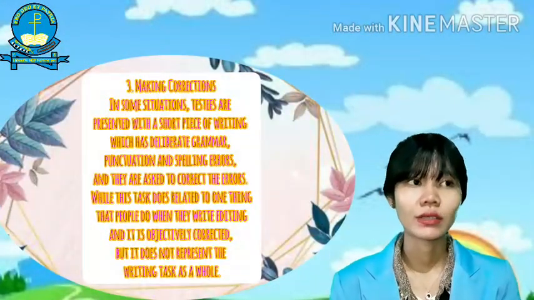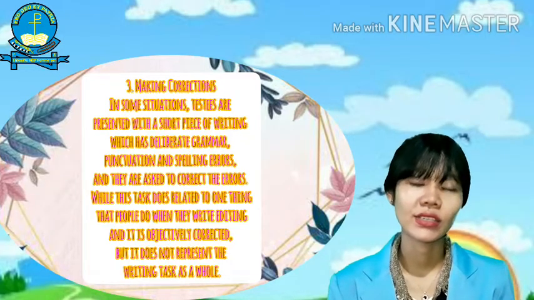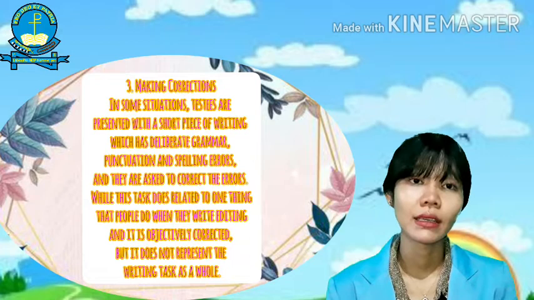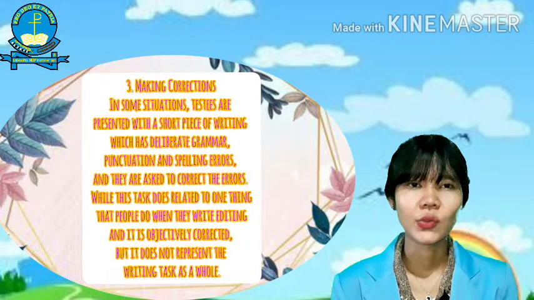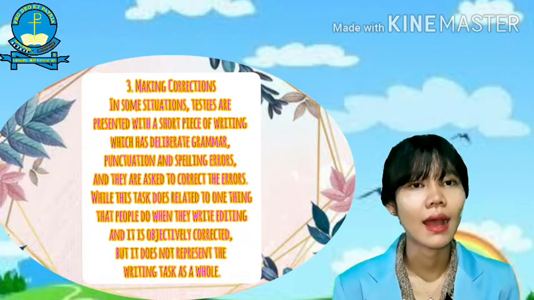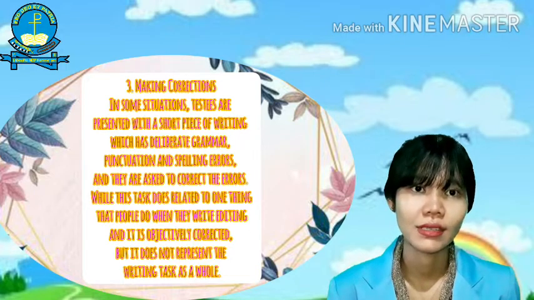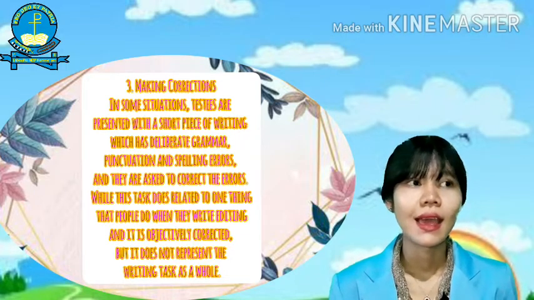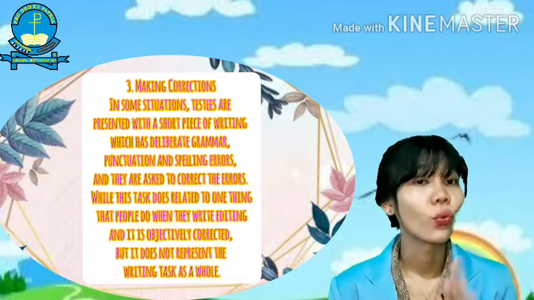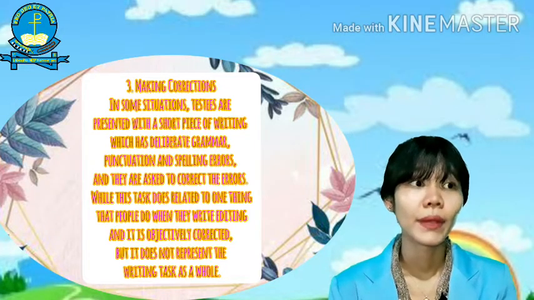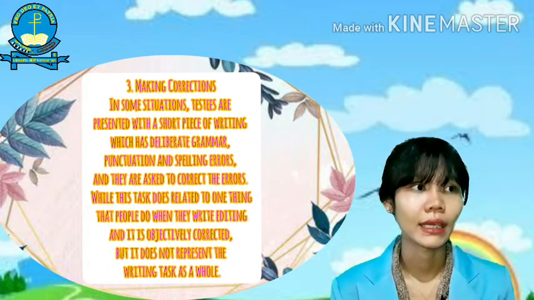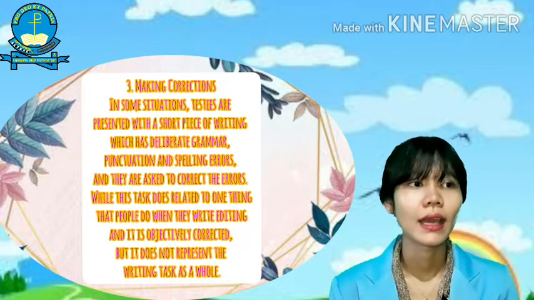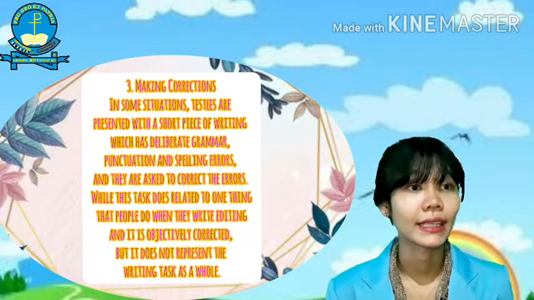Third, making corrections. In some situations, testees are presented with a short piece of writing which has deliberate grammar, punctuation, and spelling errors, and they are asked to correct the errors. While this task does relate to one thing that people do when they write, editing, and it is objectively corrected, it does not represent the writing task as a whole.